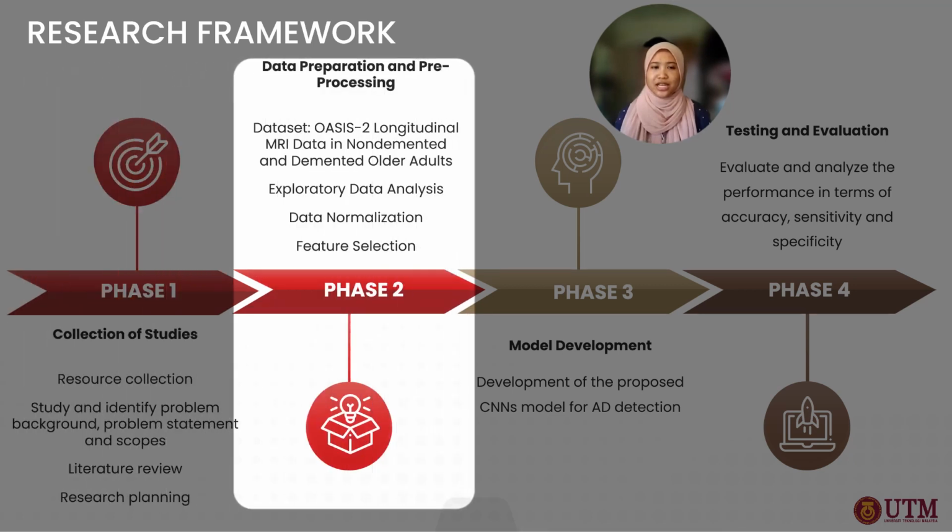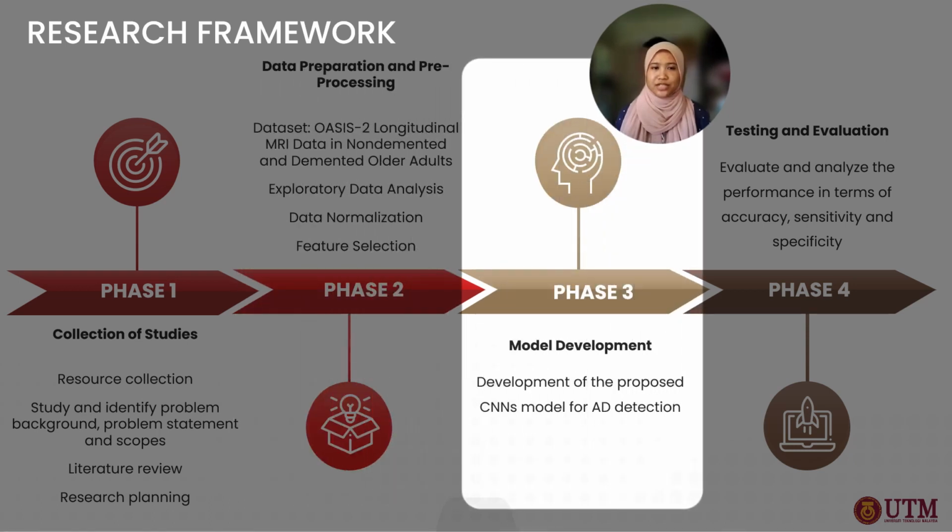In phase 2, data preparation and preprocessing is done. The dataset chosen is OASIS-2 longitudinal MRI data in non-demented and demented older adults from the OASIS database. Exploratory data analysis, data normalization, and feature selection are done in this phase. Phase 3 is the model development, where the development of the proposed and ENS models for AD detection will take place.